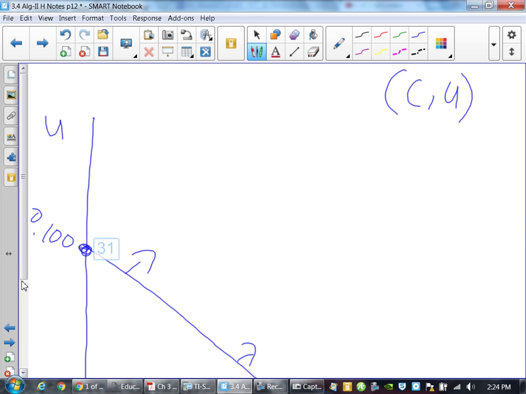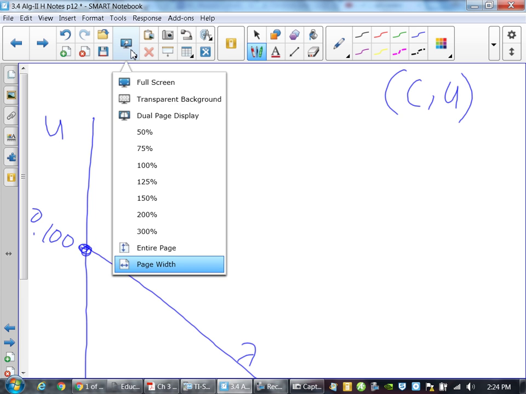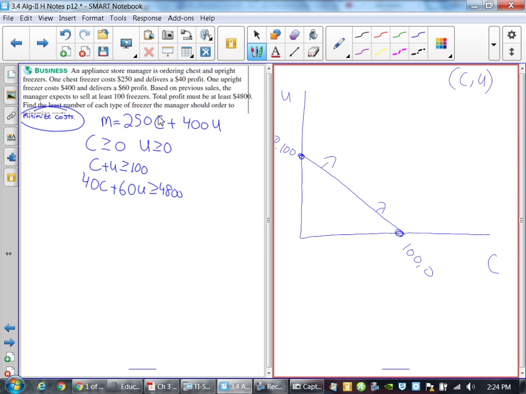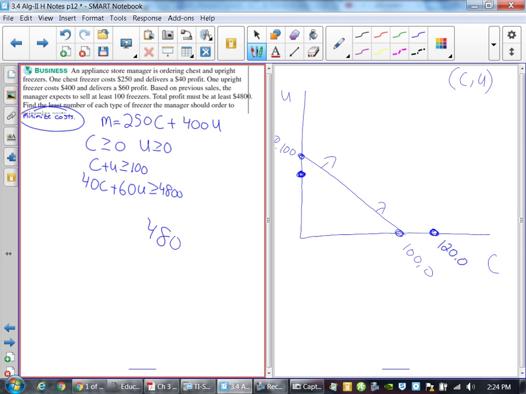So anyway, back to this one. We had the intercept at 120 for the C value. And the other one, 6 goes into 480 how many times? 80. I dropped the 0. I did 480 divided by 6. I get 80.